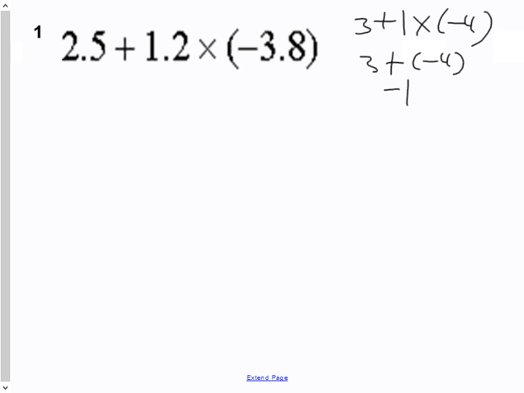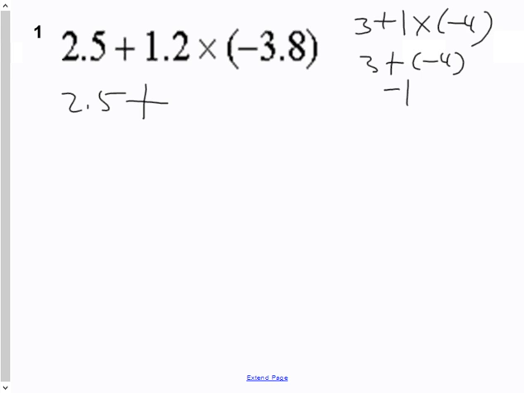So when I actually physically do the work, I know order of operations means I have to do my multiplication first. So I'm going to bring down this 2.5 plus, right? That's not a positive symbol, that's a plus. And that's a positive 1.2 even though it's not written. Okay, so I'm going to put plus.